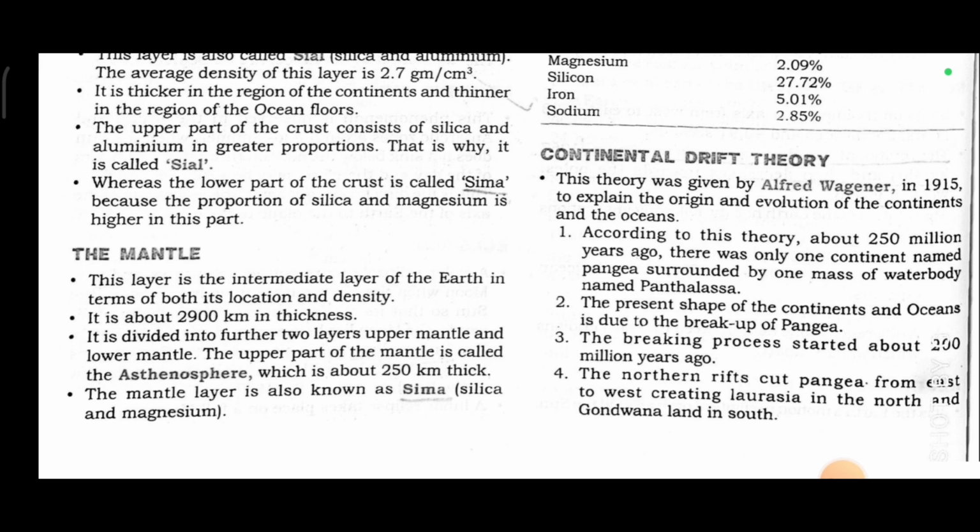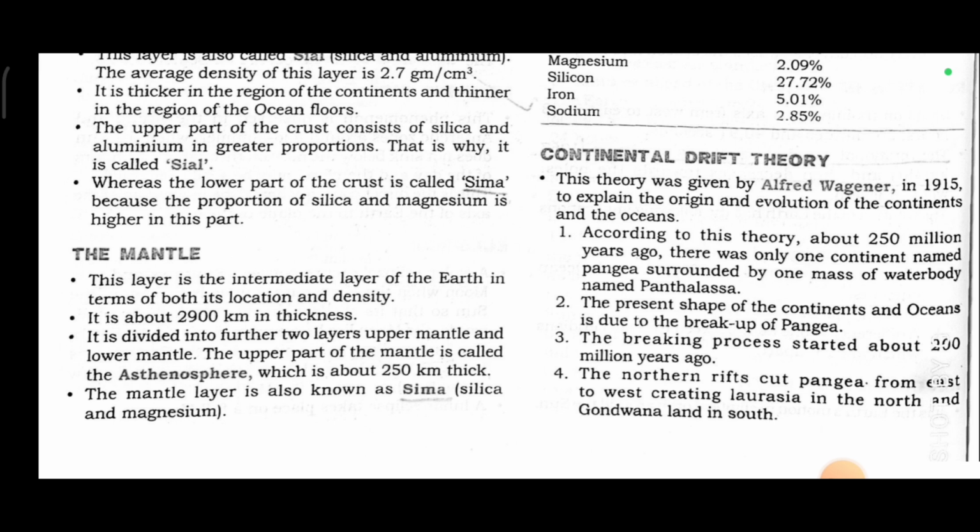this part. The mantle. This layer is the intermediate layer of the earth in terms of both its location and density. It is about 2900 km in thickness. It is divided into two further layers, upper mantle and lower mantle.